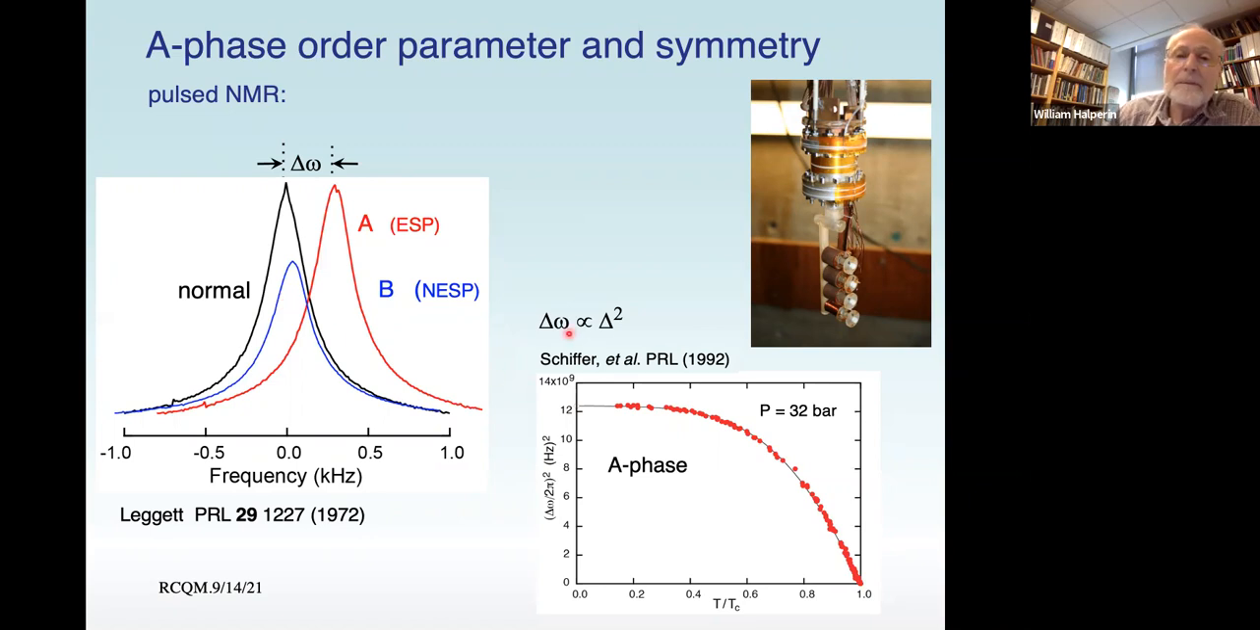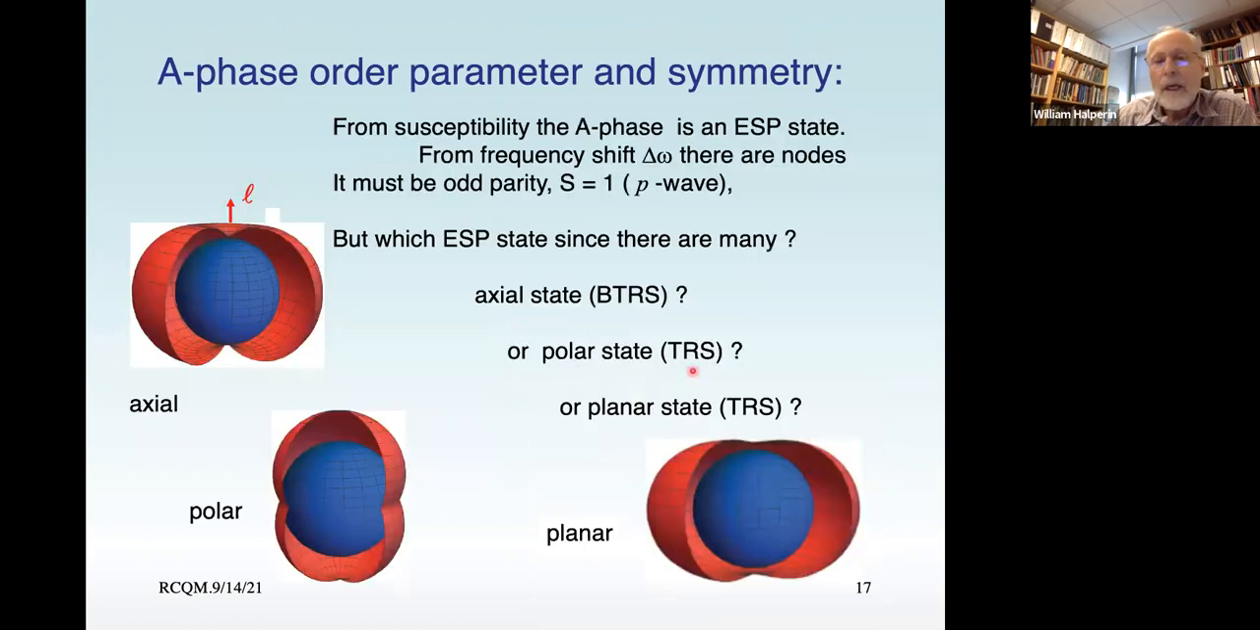However, the frequency shift that's observed here, that shift is due to Leggett back in 1972, is proportional to the average energy gap squared. And I show you data from Doug Osheroff's group with Peter Schaeffer shown here with great accuracy. And this behavior, if you look at it very carefully, you can see that there have to be nodes in this gap. It's not an exponential behavior. So it's an equal spin pairing state.